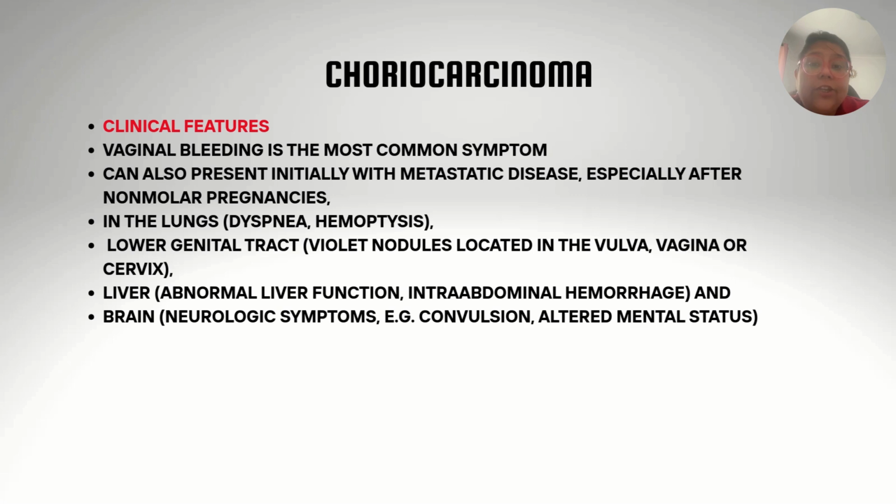Talking about the clinical features, vaginal bleeding is the most common clinical symptom. It can also present as metastatic disease, especially after non-molar pregnancies. If in lungs, then the patient will present with dyspnea and hemoptysis. In the lower genital tract, the patient will present with violaceous nodules located in the vulva, vagina, or cervix. If in the liver, then there is abnormal liver function test, intra-abdominal hemorrhage, and if it has metastasized to the brain, then it will present with neurological symptoms like convulsions, altered mental status, etc.